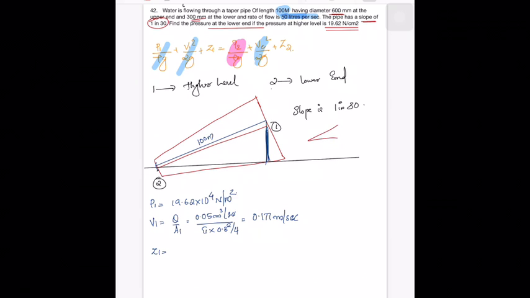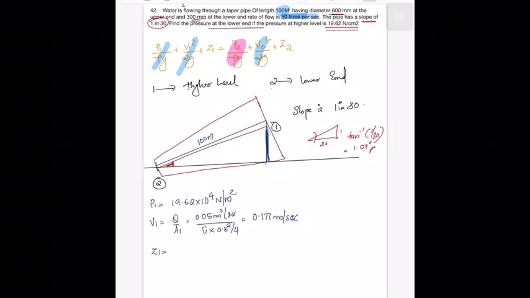So this will be 1, this will be 30. 1 in 30 means 1 vertical to 30 horizontal, and this angle will be tan inverse of 1 by 30. That is equal to 1.09 degrees, something like that. Okay. So we got this angle. From this angle we can find out Z1.